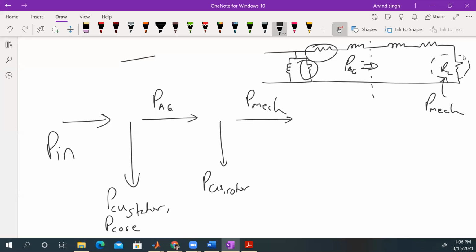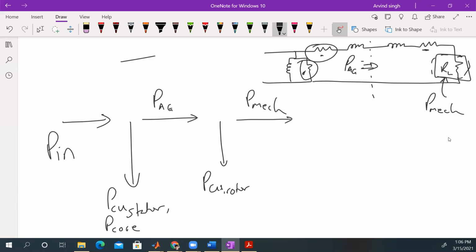And after those losses, what you're left with is the power that goes to the mechanical system. That is this here. So you see, we took care of the stator, the core, the stator windings, the rotor windings, and what is left now is the mechanical power. And this is the total mechanical power that is converted from electrical power, right? So this represents all the mechanical power converted from electrical power.